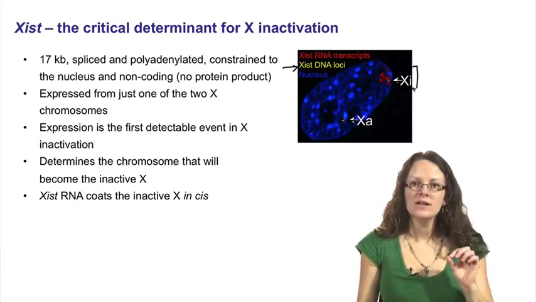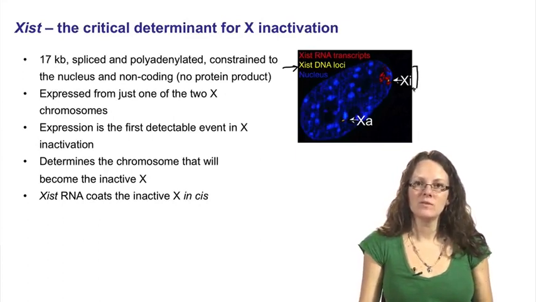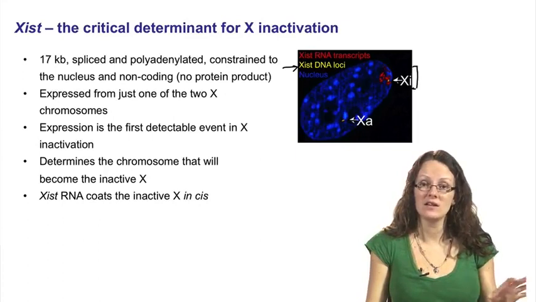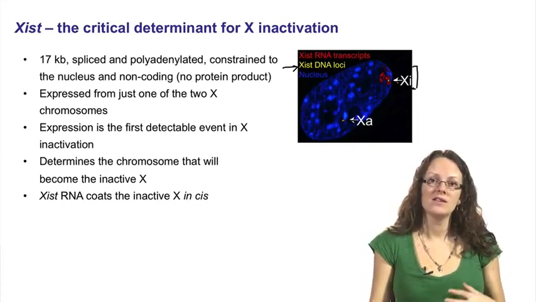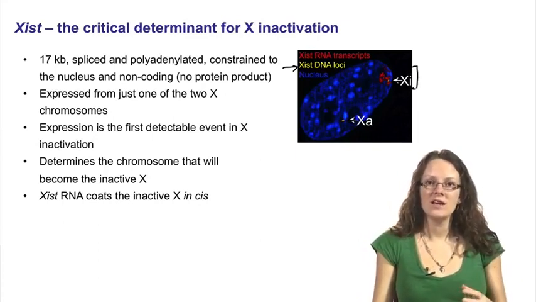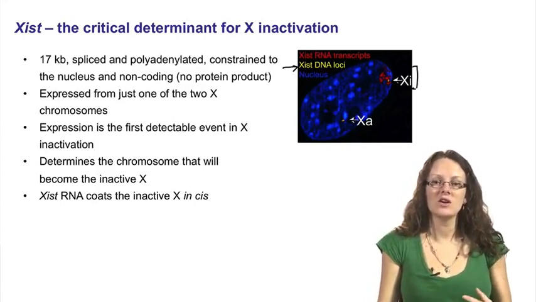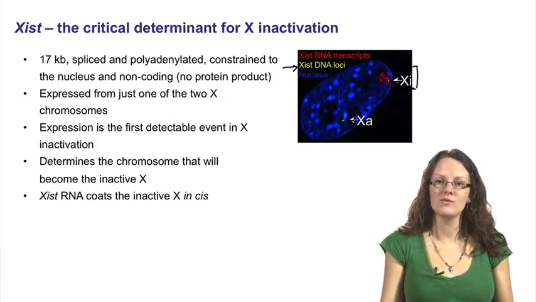So it's not a punctate RNA like you would expect if you just had a small amount of RNA being expressed and then being exported, but rather it's being expressed and retained in the region from which it's expressed. And so it forms this cloud which actually coats the entire X chromosome, which will become inactive.